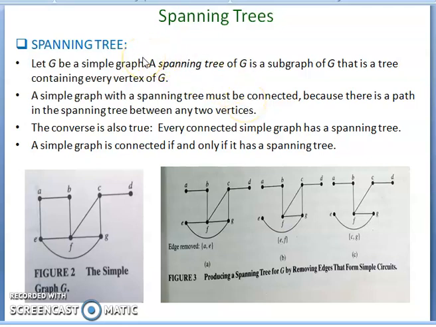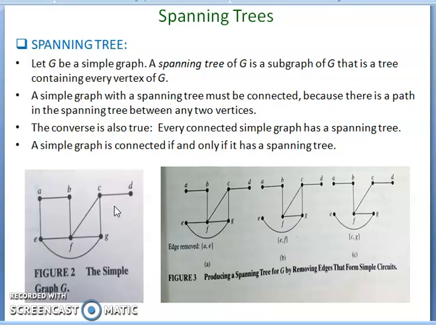What is a spanning tree? Let G be a simple graph. This is a simple graph. A spanning tree of G is a subgraph of G that is a tree containing every vertex of G. So the particular subgraph is a tree. Tree means there is no simple circuit.